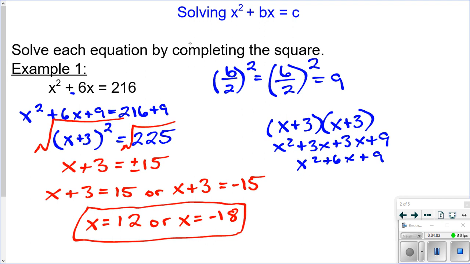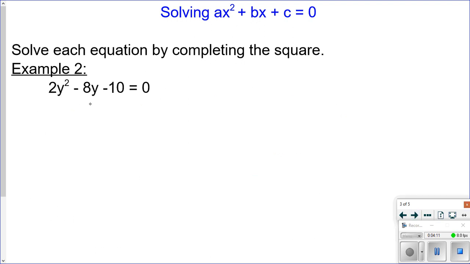So in this lesson, now we're going to look at what if there's a coefficient on the squared variable. So what if there was a coefficient in front of the x squared here? So here we go. Okay, so first off, we talked about this in part 1. If your c value is over here, the first thing you need to do is move it over to the other side. So that's what we're going to do first. We're going to add 10 to both sides.